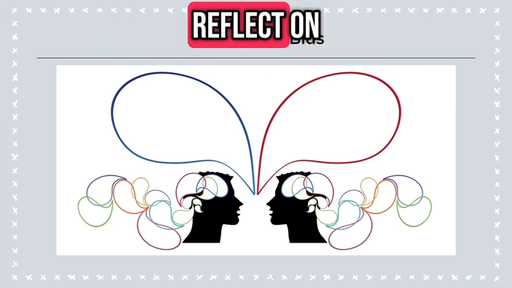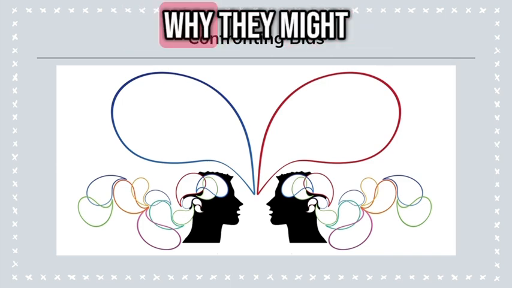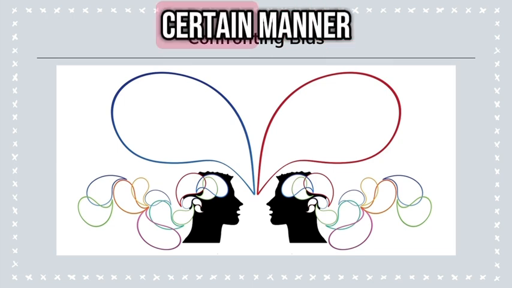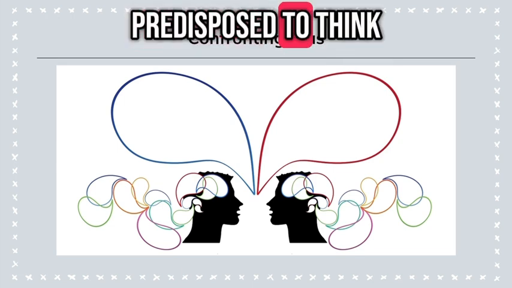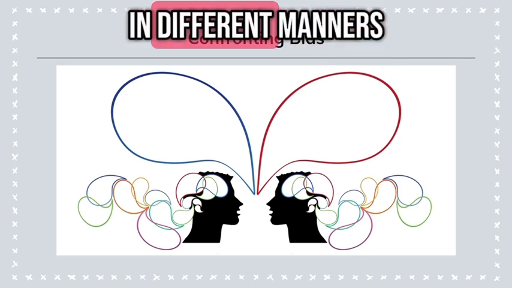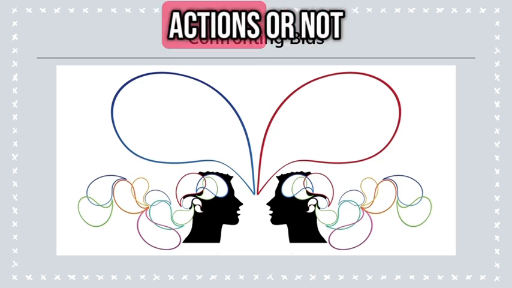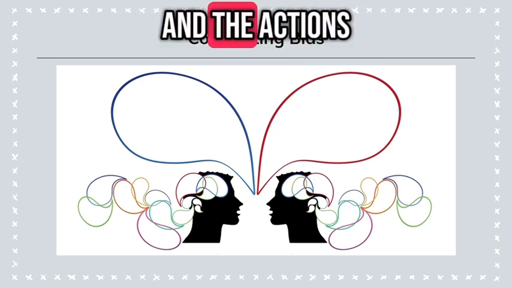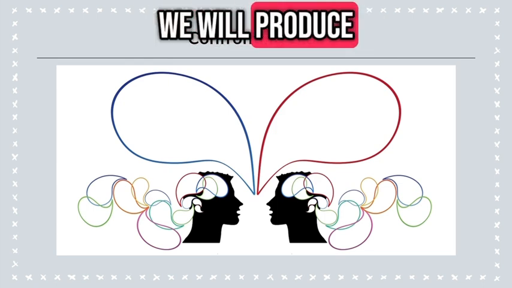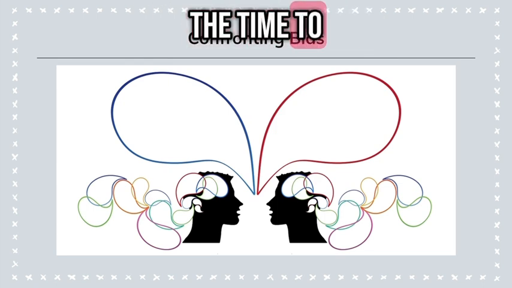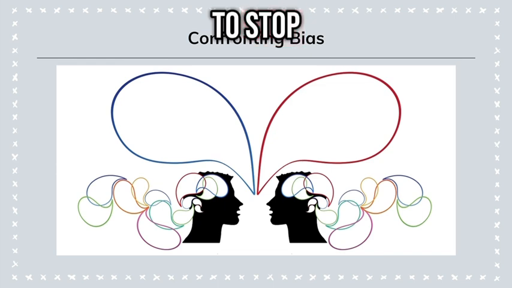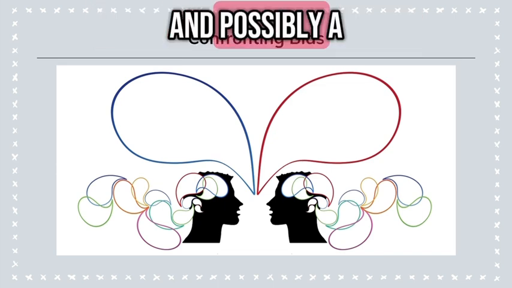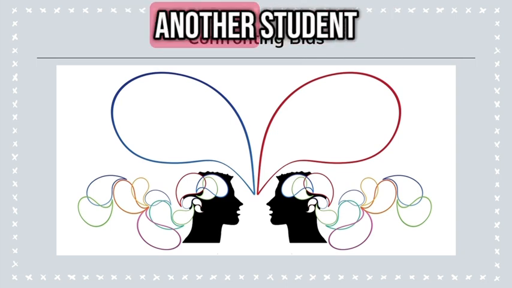Internally, one must reflect on, question, and analyze why they might be responding to a situation or perceiving a student in a certain manner. We are all predisposed to think and respond to different people in different manners, whether we are aware of our actions or not. Our past experiences have shaped how we view the world and the actions or responses that we will produce. As an educator, you should take the time to develop the habit to stop and reflect about why you might be producing a response with one student and possibly a different response with another student.